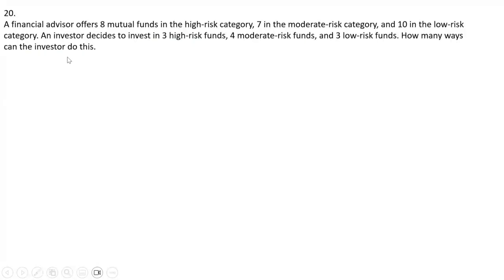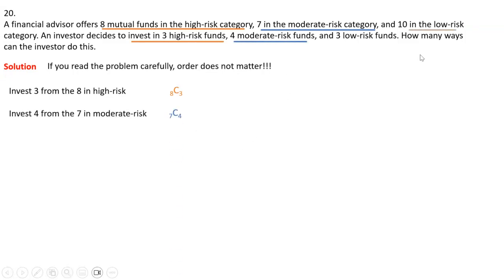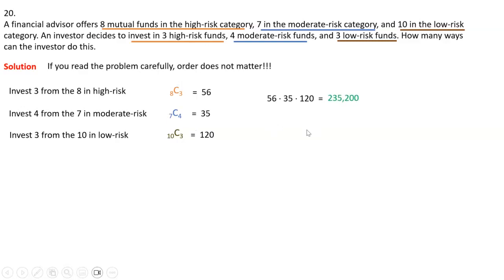Now, number 20 is one that I went over earlier. I think it was the last one on today's topics. Again, this is going to be 8 combination 3, 7 combination 4, and 10 combination 3. Then we put that in the calculator. So this is my solution: 56, 35, and 120. We multiply them out, and the answer is going to give us 235,200.